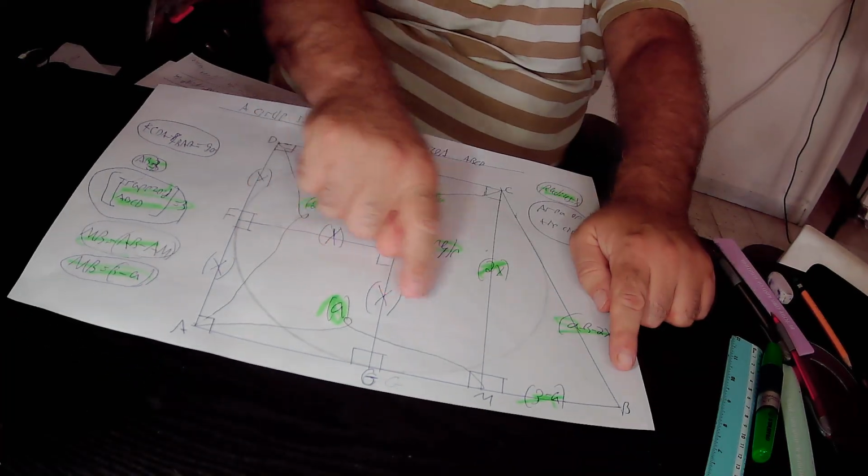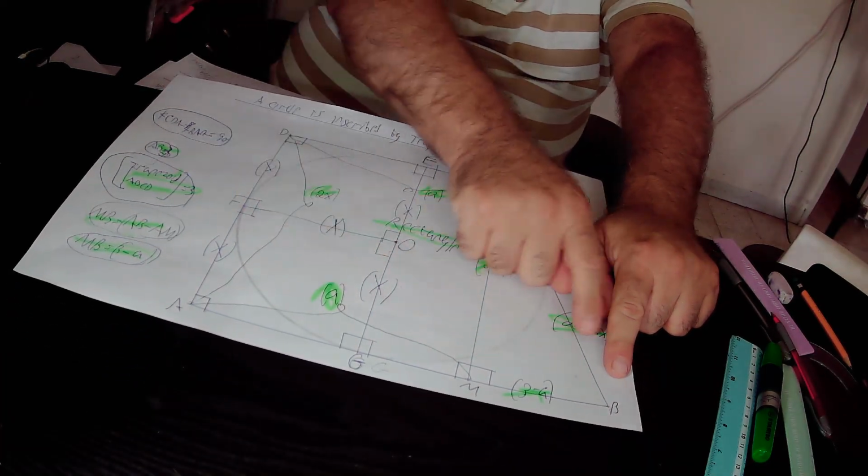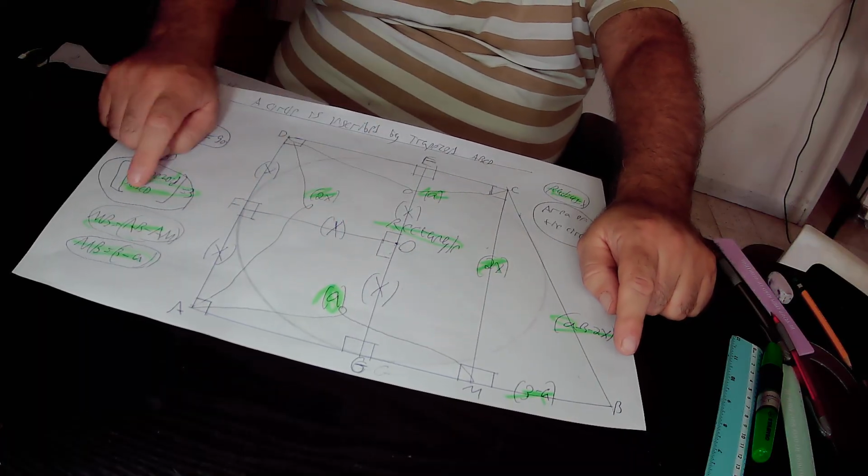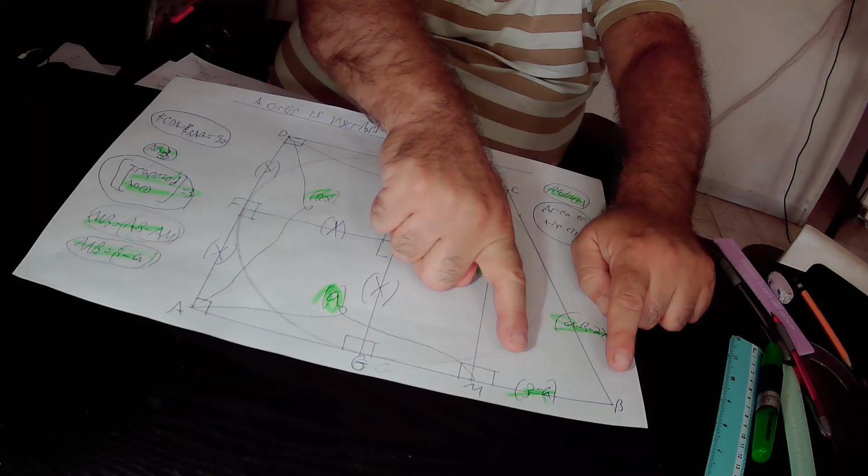What is the length of the missing line segment MB? MB equals AB minus AM. So MB equals AB, that is 3, minus AM, that is A. So in total, MB equals 3 minus A units in length.